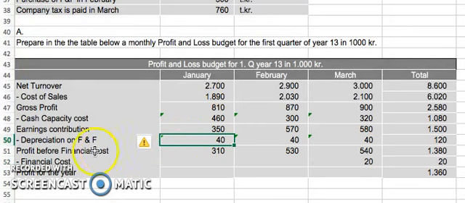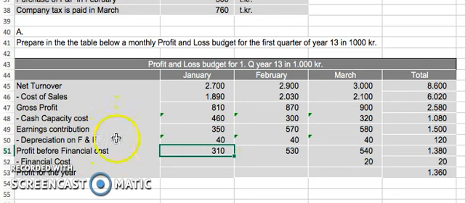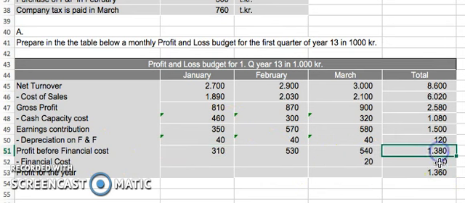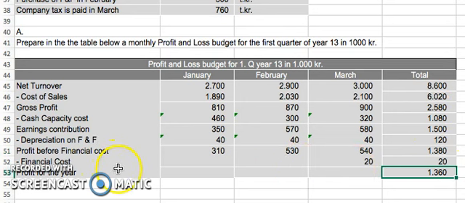Then you have profit before financial costs, which is when you take the 350 and you then subtract the depreciation on fixtures and fittings. Yes, and then in March you also have some financial costs, but you don't have that in January and February. Therefore, in total, it gives us the total profit of the quarter. It's 1,316.